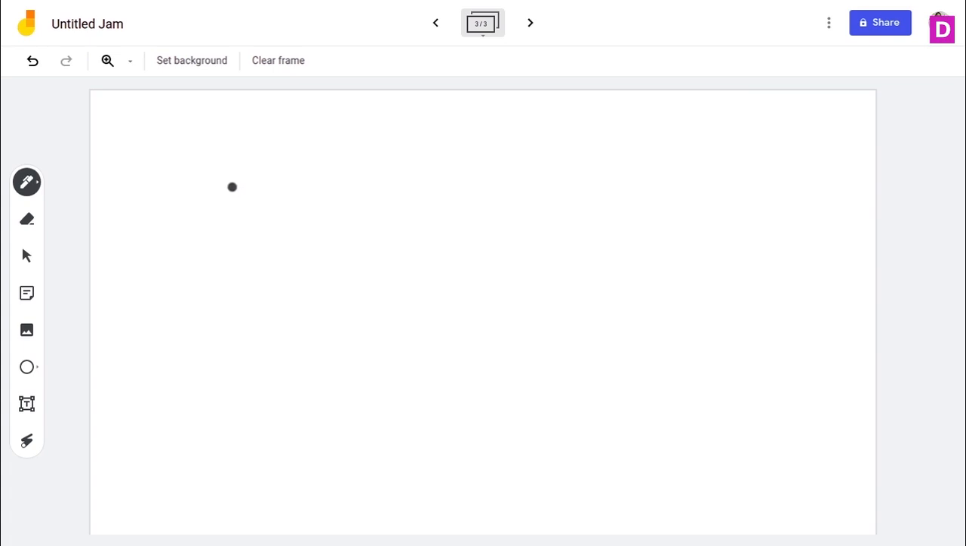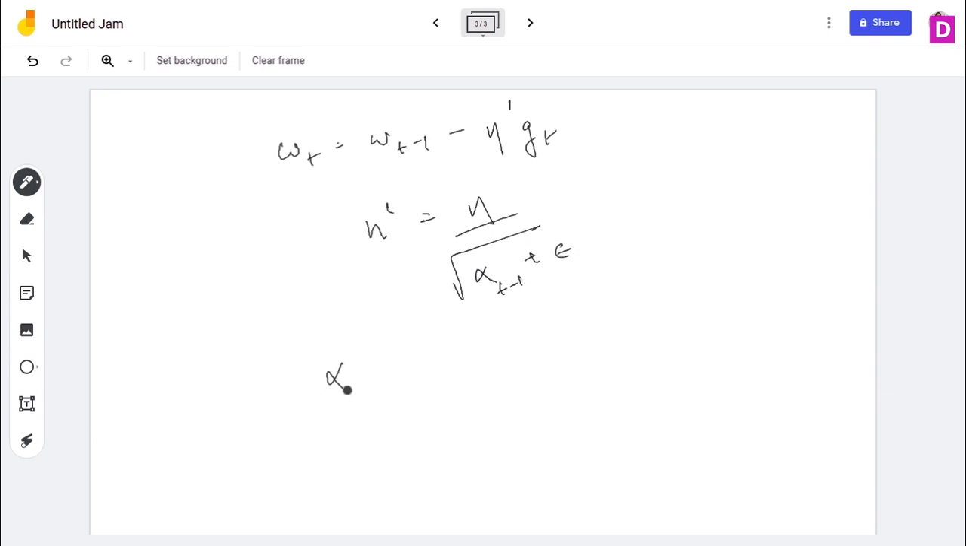So what is the formula behind this? We have Wt equal to Wt minus 1 minus eta dash times Gt. So what is eta dash? Eta dash is eta, that is the learning rate that we will take, divided by the square root of alpha t minus 1 plus epsilon. And now what is alpha t minus 1? It is basically the summation of the squares of all gradients from i equal to 1 to t minus 1.